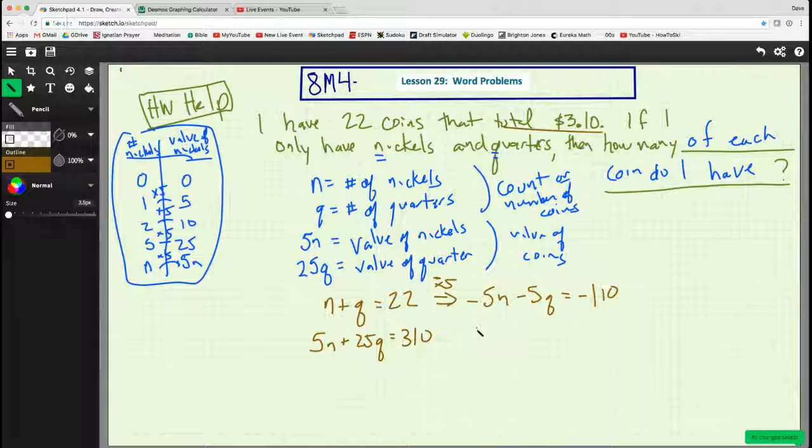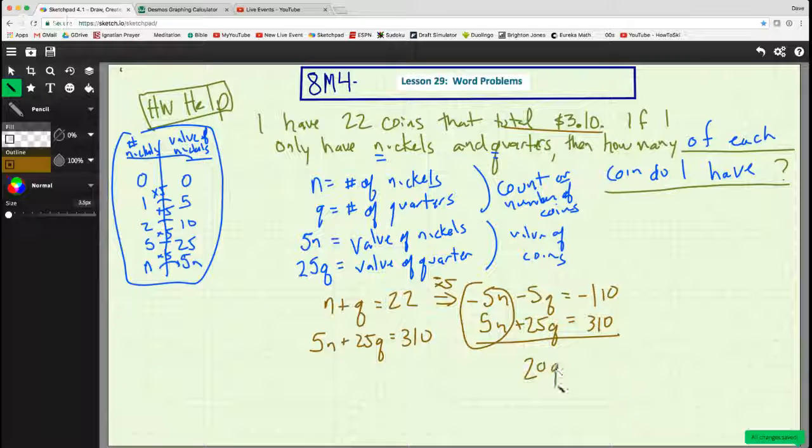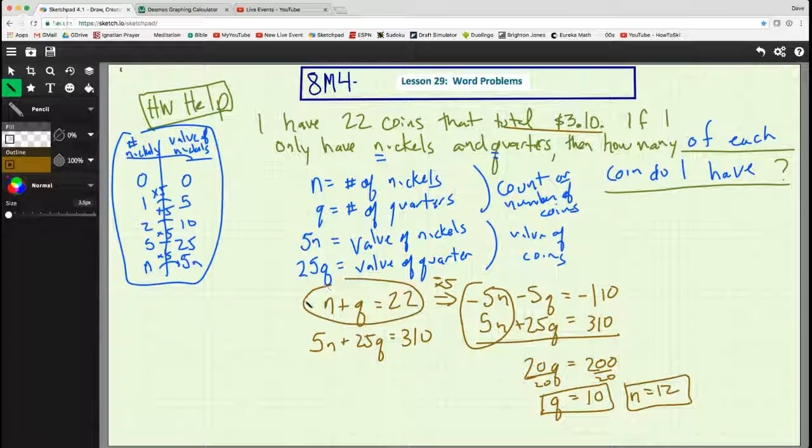5 times 22 is 110. Now we have 5N plus 25Q equals 310. This is going to work out nicely. These eliminate, add down, 20Q equals 300. Nope, 200. Dividing both by 20, you get Q equals 10. So if I have 22 total coins, then nickels must be 12. You could have used the first equation and said N plus 10 equals 22, so N equals 12. That would have worked too.